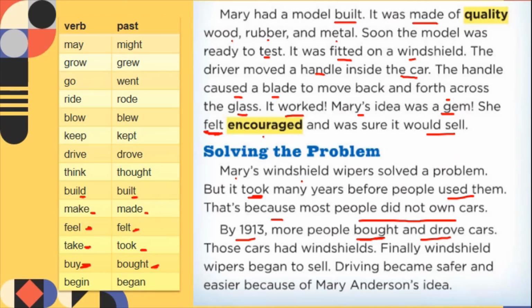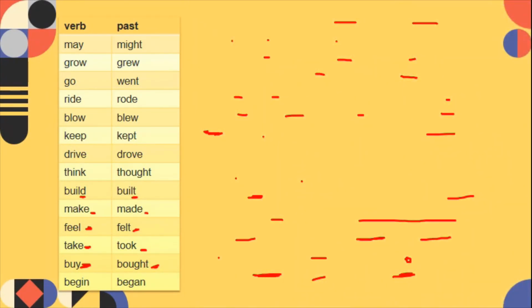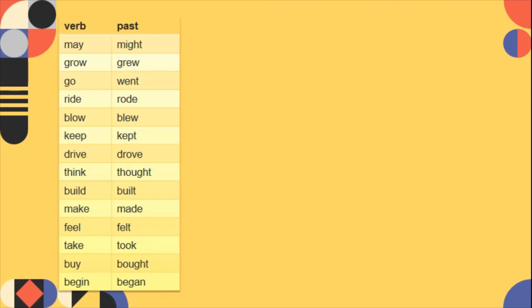And drove. Also drove is the past of drive. Those cars had windshields. Finally, windshield wipers began. Began is the past of begin. To sell. Driving became. So also became is the past of what? Of become. Safer and easier because of Mary Anderson's idea. So these are the irregular past forms that are mentioned in this lesson.